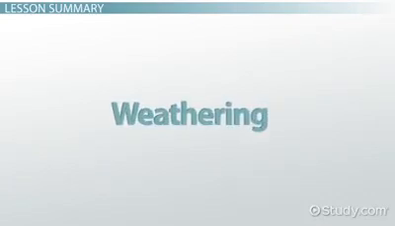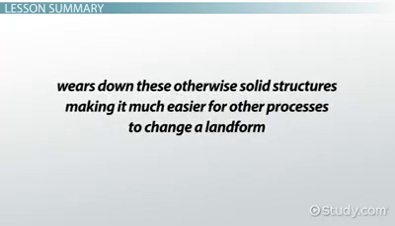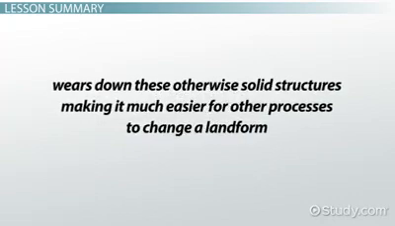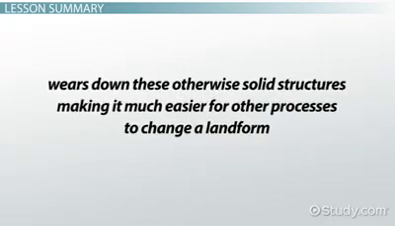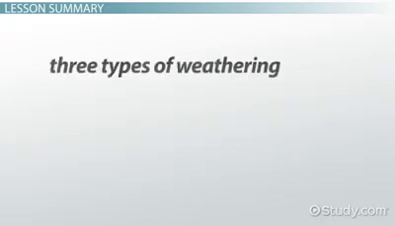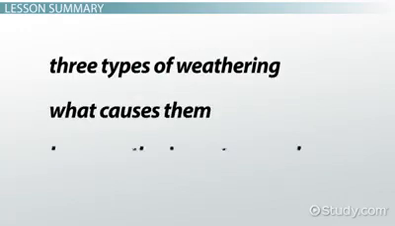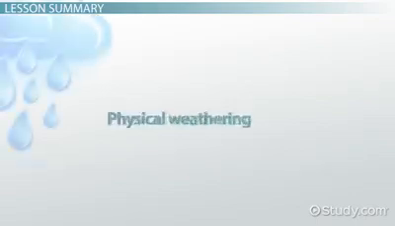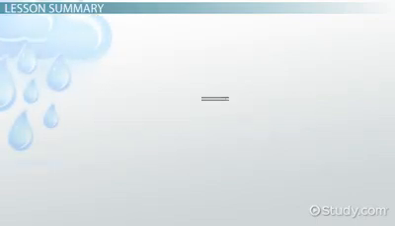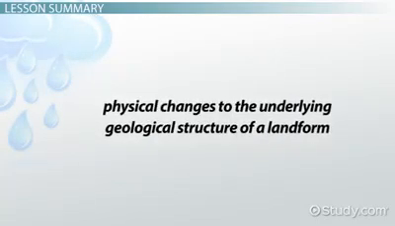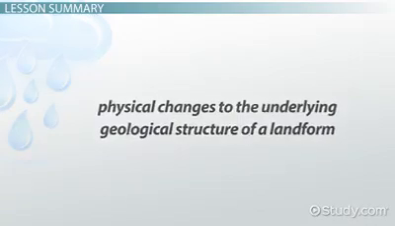In this lesson, we learned about weathering, which wears down otherwise solid structures, making it much easier for other processes to change a landform. We explored the 3 types of weathering, as well as what causes them and how weathering rates can change. Physical weathering occurs when there are physical changes to the underlying geological structure of a landform.